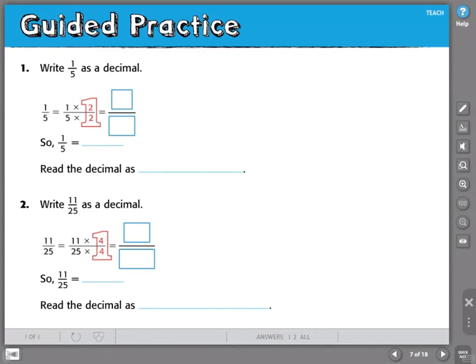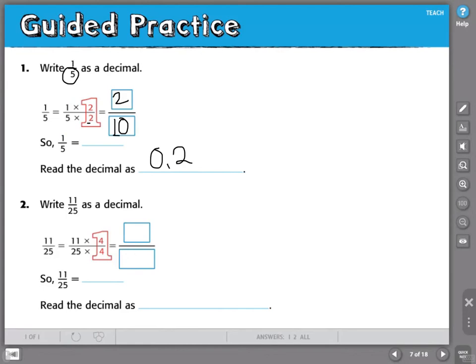Let's do another couple practice. To write 1/5 as a decimal, well, 5 is a denominator that I can easily turn into tenths. I do that by multiplying the 5 by 2. Since I multiplied my denominator by 2, I also multiply my numerator by 2. 5 times 2 is 10. 1 times 2 is 2. So 1/5 is 2 tenths.